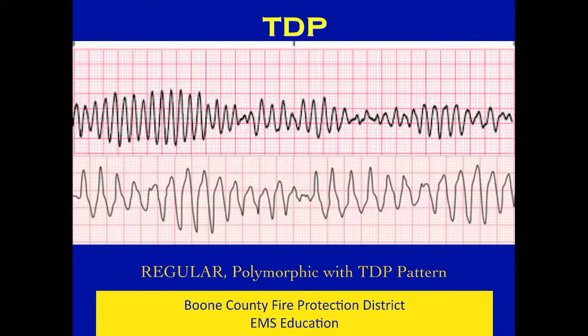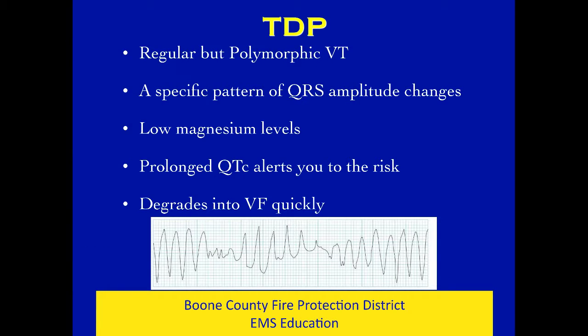It means twisting of the point, so basically twisting of the axis. If you were able to watch all 12 leads at the same time, you would see the same complex shape and amplitude move from lead to lead to lead. The problem is if you're just looking at one lead, then you don't appreciate the fact that it is the same rhythm, it's just changing in its axis. In essence, your view is changing. So this is a regular polymorphic VTAC with a torsades pattern.